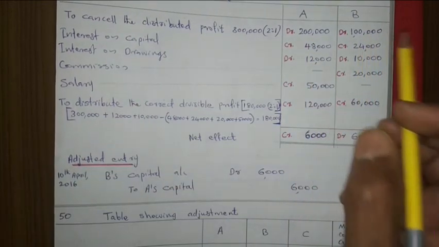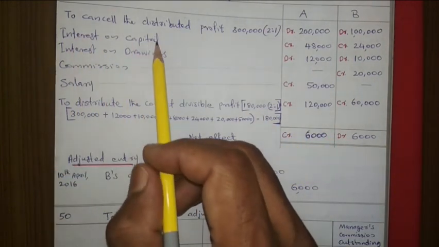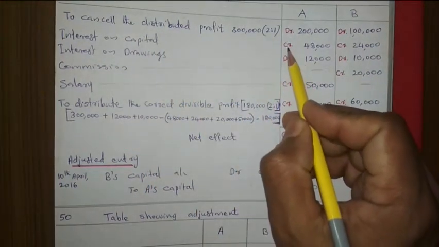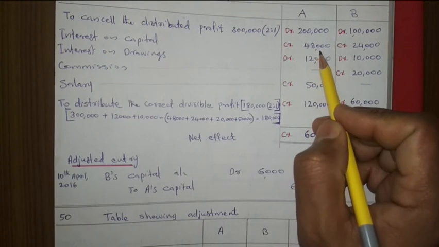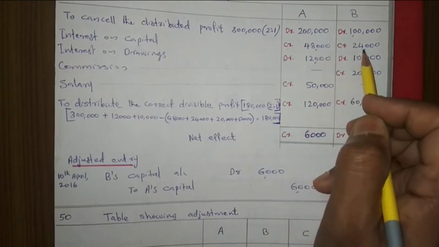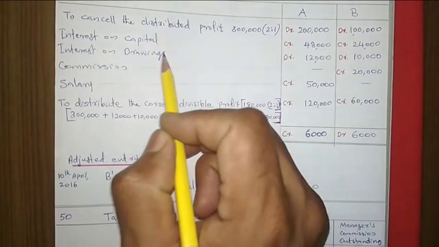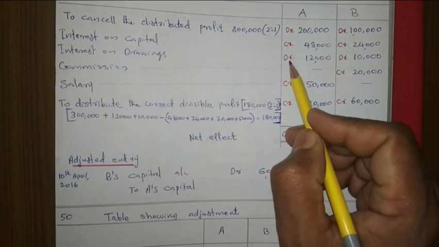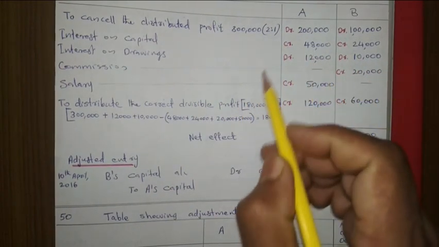After that we are allowing the appropriations one by one. Interest on capital, we have to credit in the capital account. That is why credit is written, and this amount comes to 48,000 when calculated, and for B it is 24,000. Then interest on drawing, in the capital account we take on the debit side. That is why here it is written debit. In the capital account we are debiting this interest.